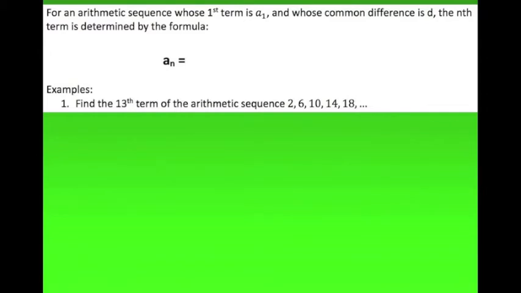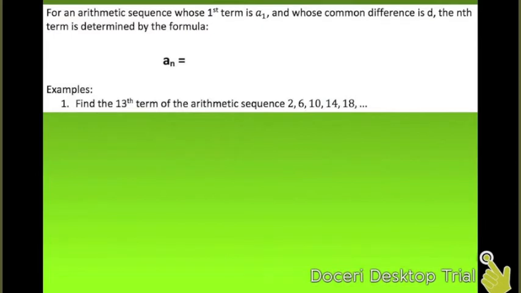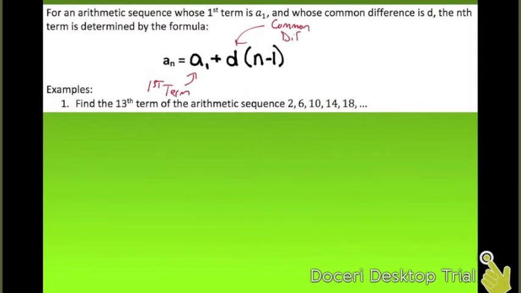There's a formula for an arithmetic sequence where the first term is a sub 1 and the common difference is d. The nth term is defined by this formula. So it's a sub n equals, we're going to have the first term, so a sub 1, plus the common difference times whatever term we're looking for minus 1. So this is the first term. This is the common difference. And n minus 1 is the term number, take away 1.